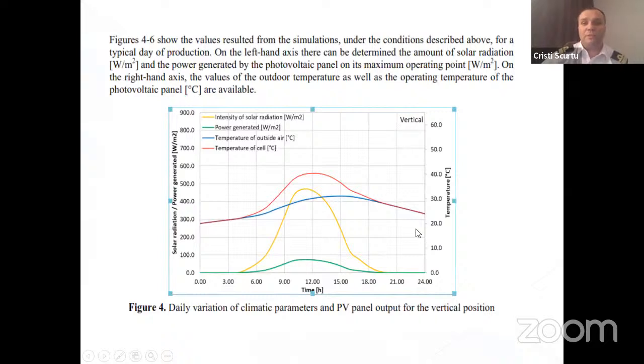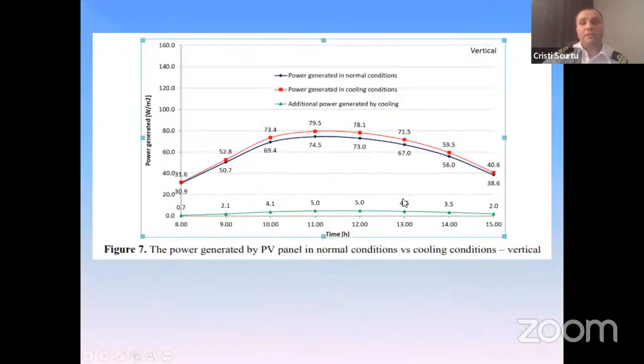I know that you love graphs, and here we have the intensity of solar radiation in yellow. You see that we have a variation in Constanța. Probably in your country it is the same. This is the outside temperature, the variation in blue. The temperature of the cell is the red line, and the power generated is in green, which has a variation here in the vertical position. So let's see the results.